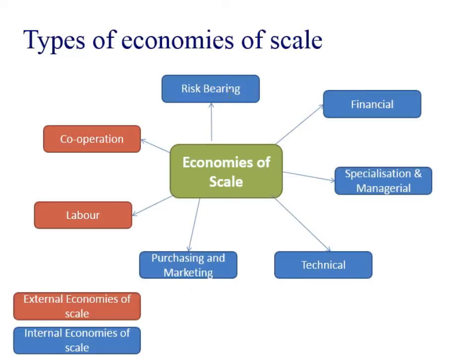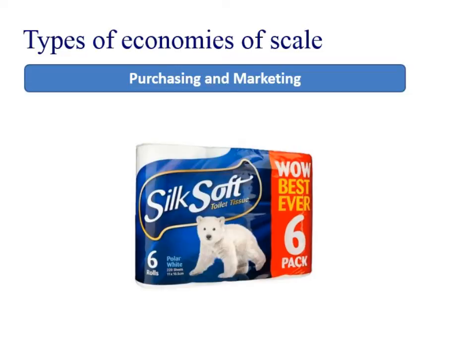So the blue ones are the internal economies of scale, so they happen as the firm itself gets bigger, and the red ones are external economies of scale, the benefits of being bigger as the industry grows. This is just a quick whip through all of them. You can find out more information in the textbook, but first of all, purchasing economies of scale, really straightforward to understand.